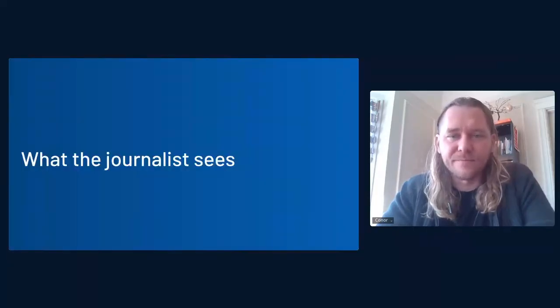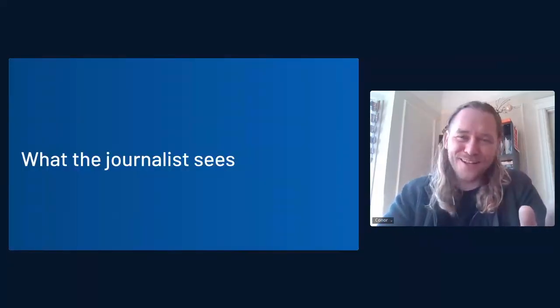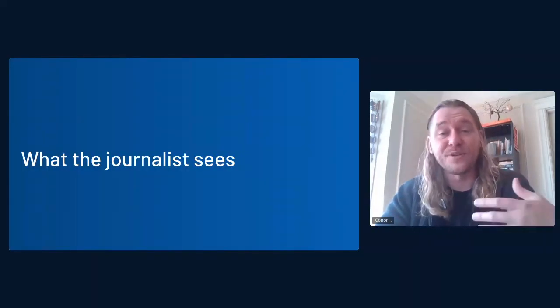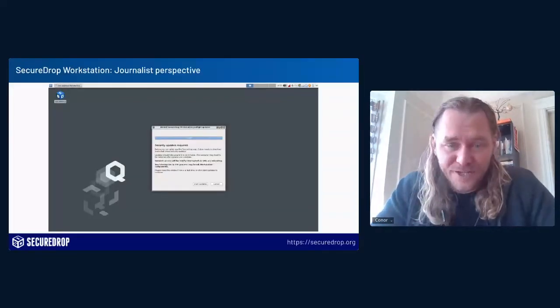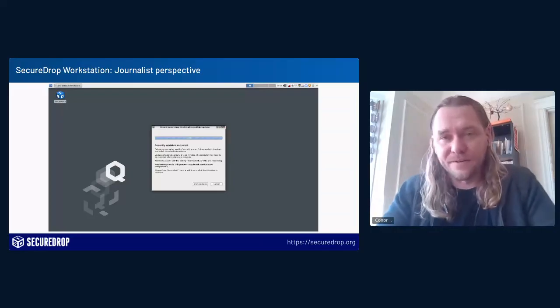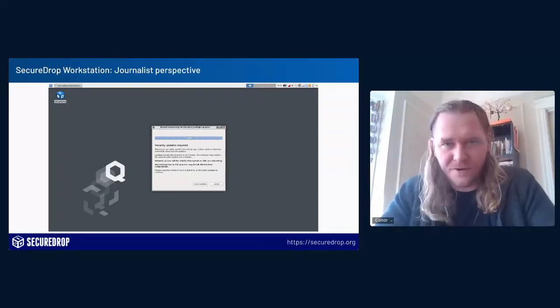So I've been showing you a lot of architecture diagrams. I'll here briefly now show you what the journalist actually sees from their perspective. They boot up their Qubes workstation. The first thing they see is an updater. We mandate the use of updates so that all security patches are applied before the system is accessed. That's the first thing.